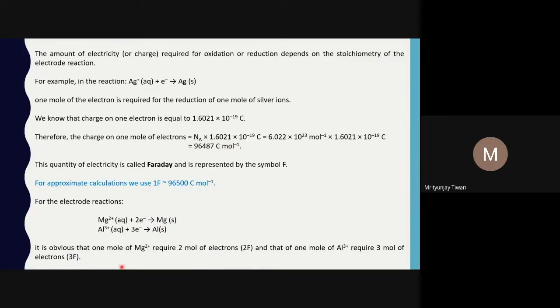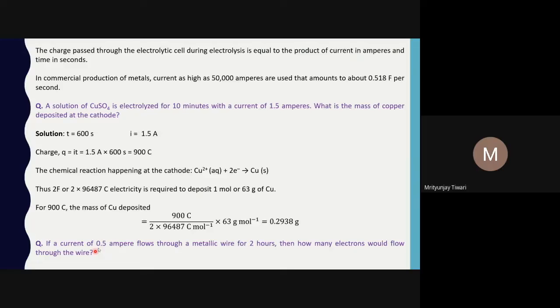Aluminum requires 3 moles of electrons, and 1 mole of electrons we call 1 farad, represented as 1F. 2 moles of electrons will be 2F. As I said, 1 mole of electrons is also called 1 equivalent of electrons. So 2 moles of electrons you can also call 2 equivalents of electrons, and 3 moles of electrons will be equal to 3 equivalents of electrons.